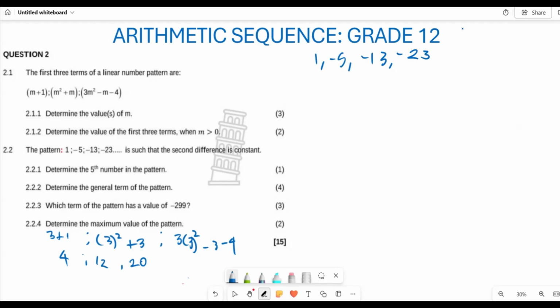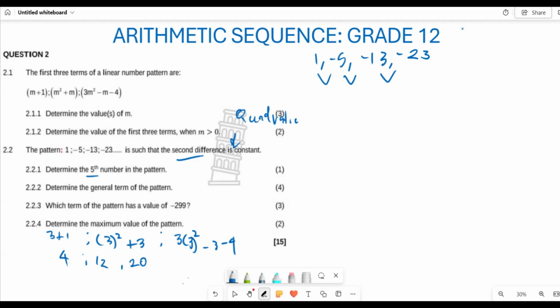Now they are saying the pattern is given such that the second difference is constant. So they are saying this is a quadratic pattern. Now they want us to find the fifth term. How can you find the fifth term? We can find the fifth term by finding the differences in here.